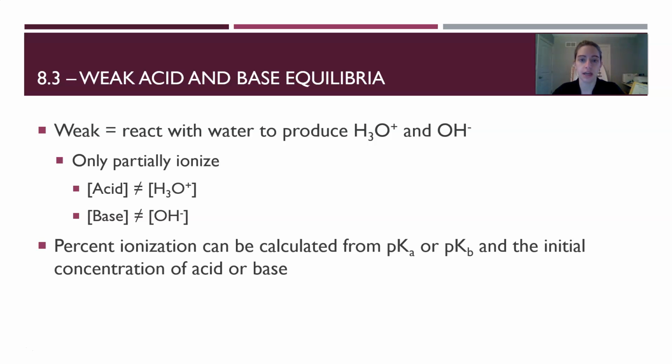The percent ionization can be calculated from the pKa or the pKb, which would be the negative log of the equilibrium constants for either the acid or the base, and the initial concentrations of the acid or base. We're going to look at several examples where we're going to apply what we already know about chemical equilibrium and apply them to acid and base equilibria.